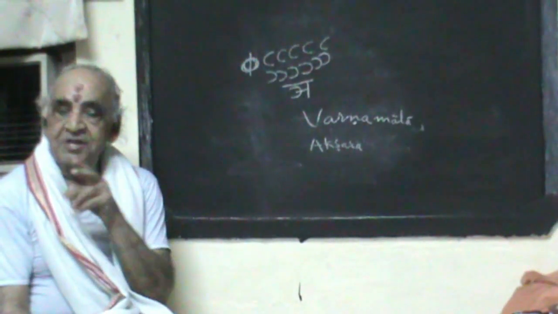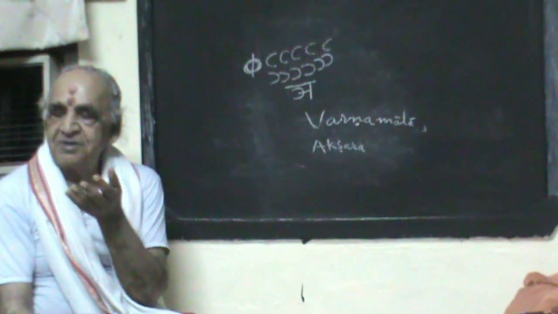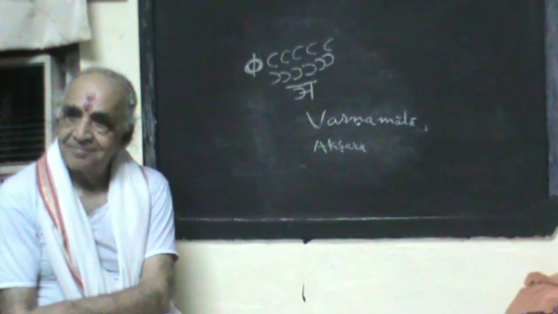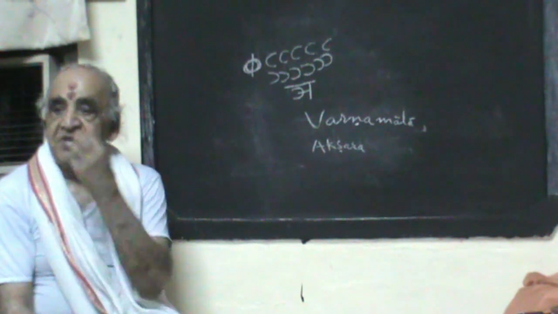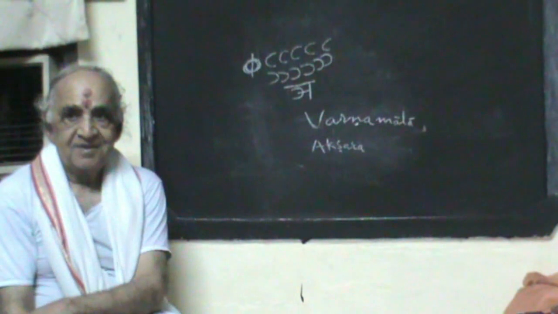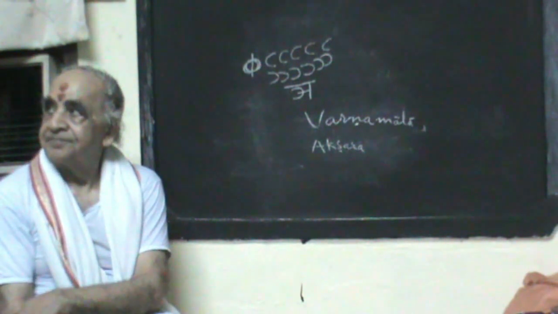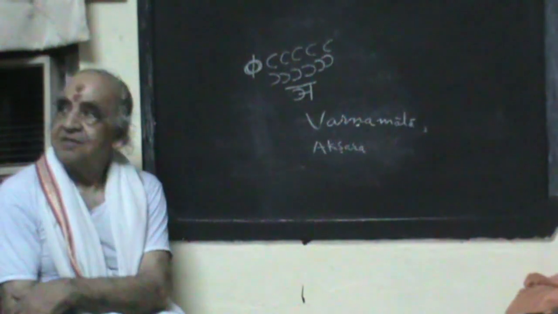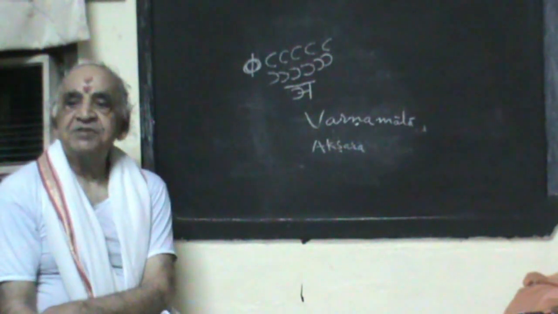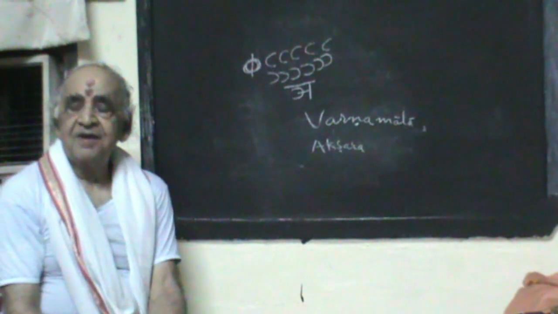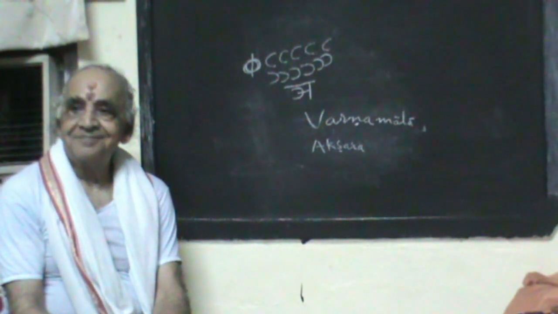In Tantra, every word has two meanings, gross and subtle. So gross meaning for common people, subtle meaning for advanced people. In Vedic literature, every mantra has three meanings. In Tantra, every word has two meanings, gross and subtle. So, Varnamala means alphabet. And still, in Hindi literature, they say Varna Mala. They don't say Akshara.